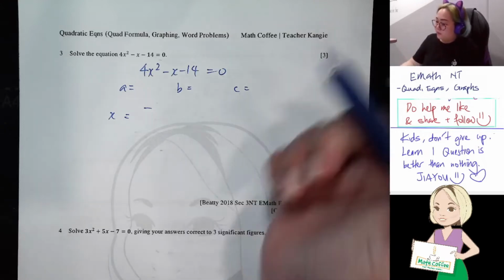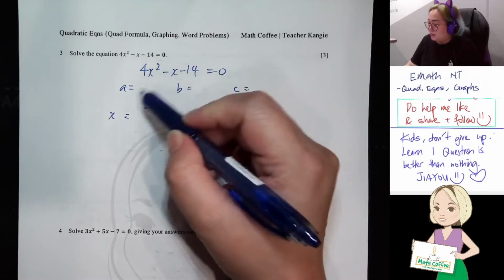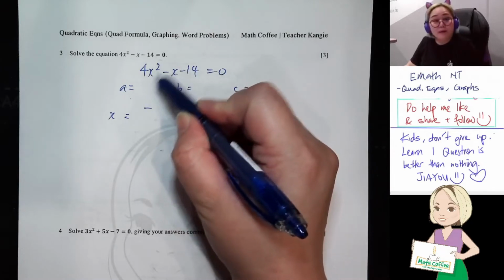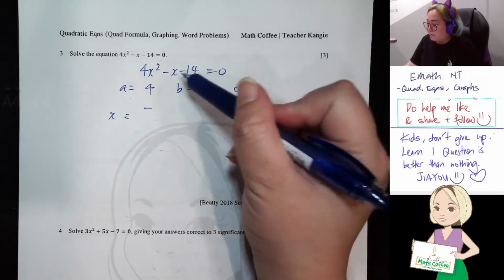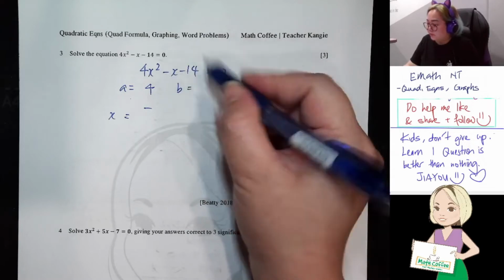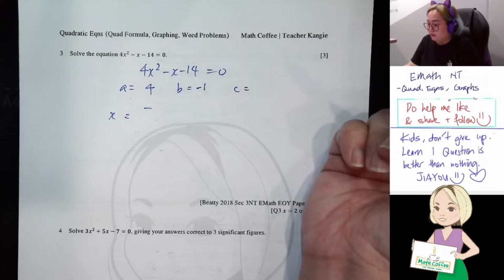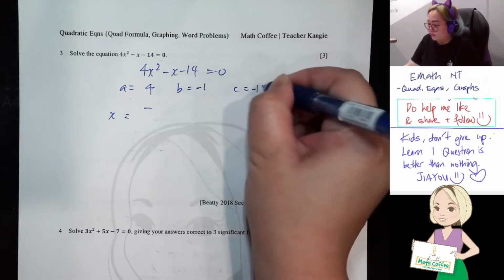Okay. So over here, A is the coefficient of x squared. In this case, my A is 4. My B is the coefficient of x, so in this case it's -1. The C is the constant, in this case -14.